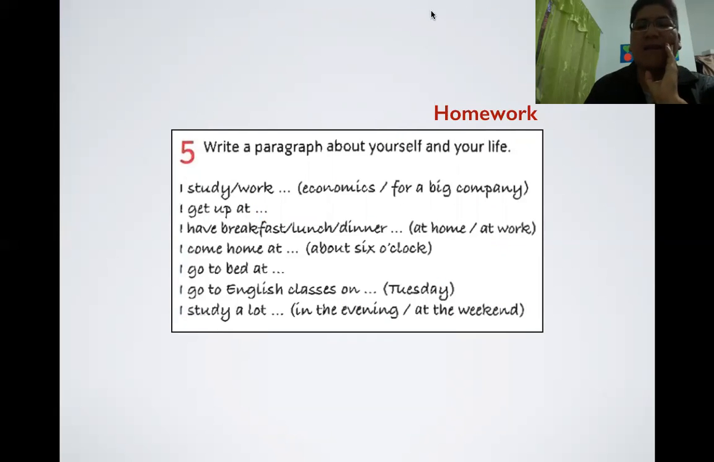Okay, exercise number 5. Exercise number 5 is your homework. You have to write a paragraph about yourself and your life. For example, you say, I work for a big company. I study medicine, civil engineering, economics or other careers. You have to write that.